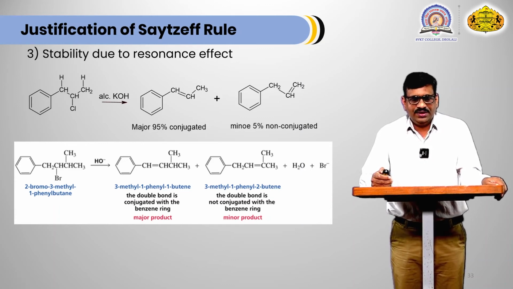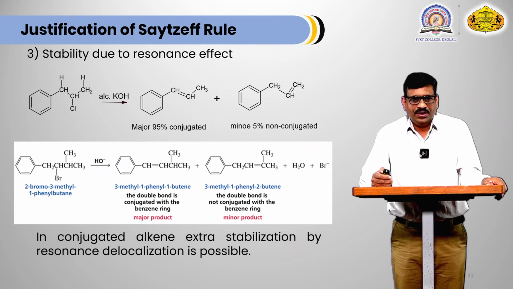3-methyl-1-phenyl-1-butene. In this example, that double bond which is generated is conjugated with that benzene ring, and in another product, 3-methyl-1-phenyl-2-butene, that double bond is not in conjugation with double bonds which are present inside the ring. That's why second product is minor product and first product is major product. In conjugated alkene, extra stabilization by resonance is possible.